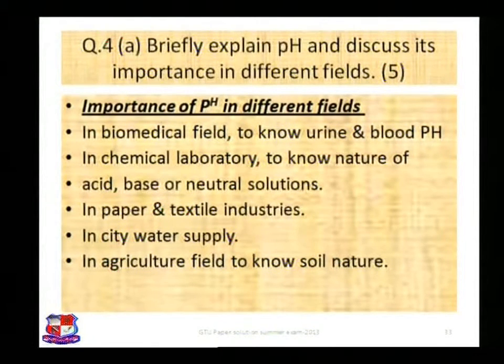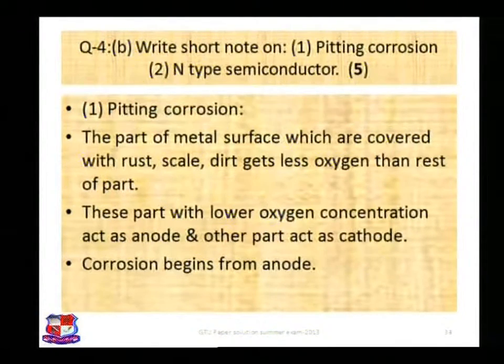Let us try to understand the next question. Question 4b: the first part is pitting corrosion and the second part demanded is N-type semiconductor. Now what we are going to do is write a short note on pitting corrosion and then a short note on N-type. So you can imagine this question carries 5 marks, but it has sub-questions within the same question. If you see here, first of all we are trying to explain how pitting corrosion occurs.